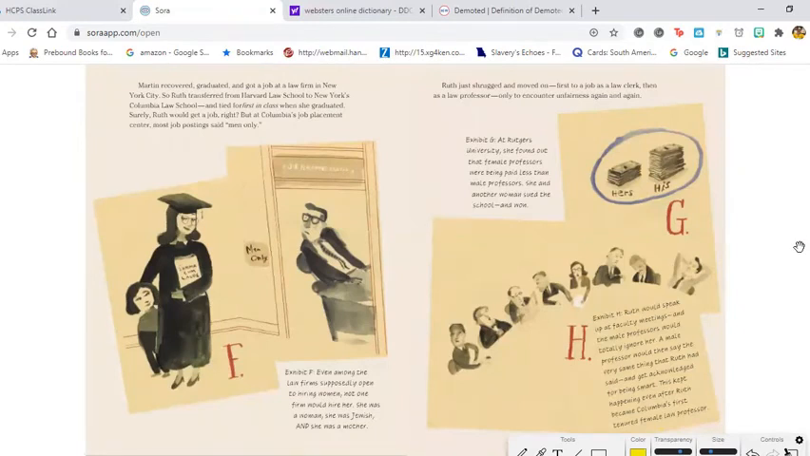Martin recovered, graduated, and got a job at a law firm in New York City. So Ruth transferred from Harvard Law School to New York's Columbia Law School and tied for first in her class when she graduated. Surely Ruth would get a job, right? But at Columbia's Job Placement Center, most job postings said men only. Remember, we talked about signs that we have seen that showed discrimination in the past. The one in the book was Jews only.